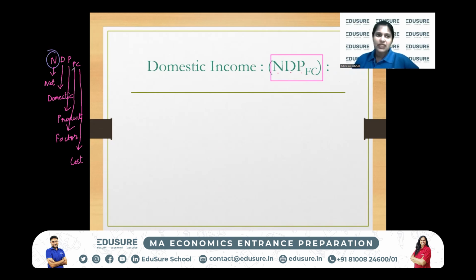Net matlab depreciation nikal ke. Domestic meaning the domestic territory of a country. Product means output. NDP. Now what is the meaning of FC? In II, right? FC. FC is factor cost. FC is factor cost. Okay. Factor cost matlab kya hota hai?